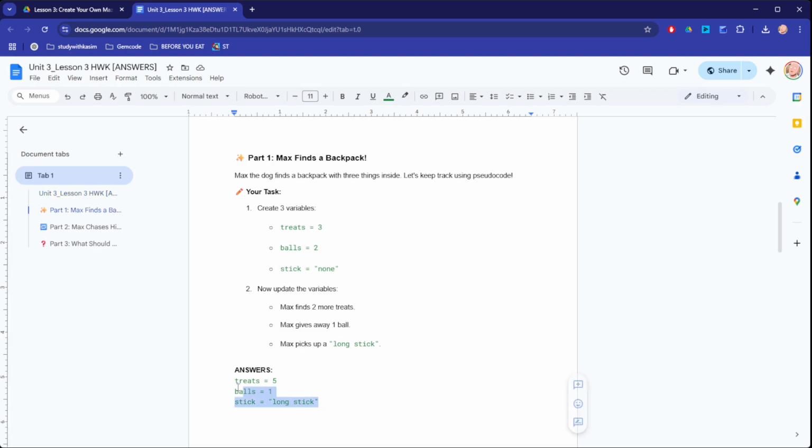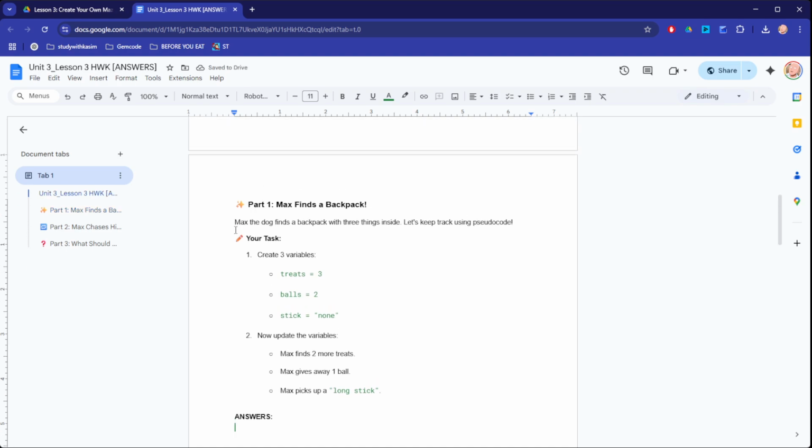Now, I've already written the answers here. So what I'm going to do is get rid of them and we're going to work out this together. So let's read this together. Max the dog finds a backpack with 3 things inside. So we're going to keep track of these 3 variables using what we have here as information.